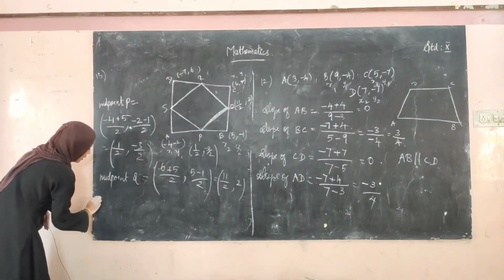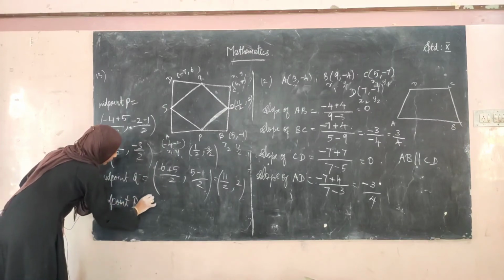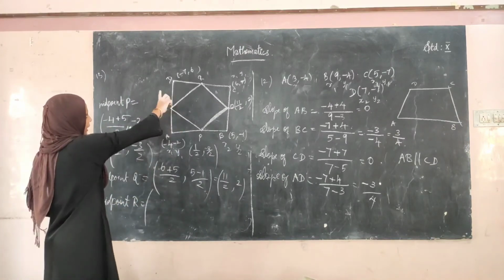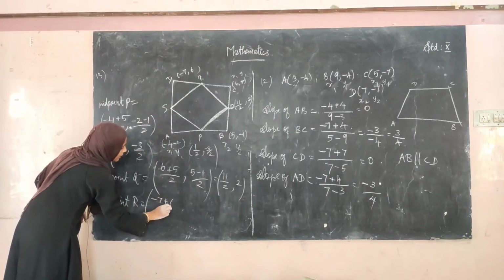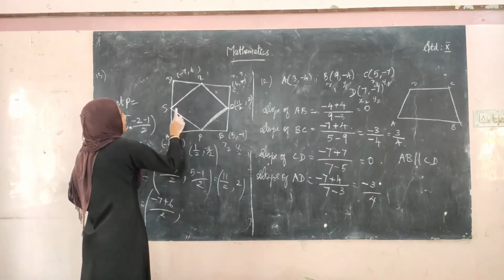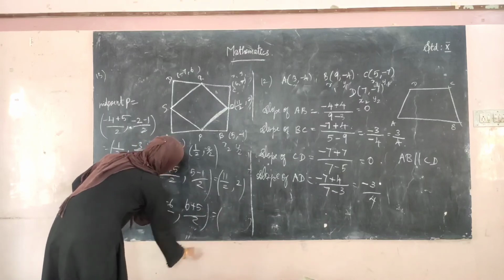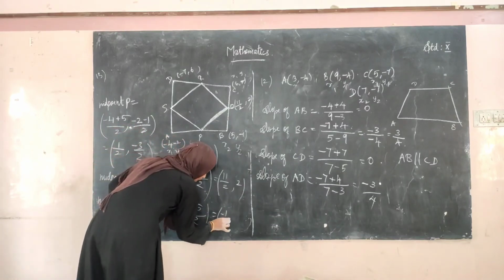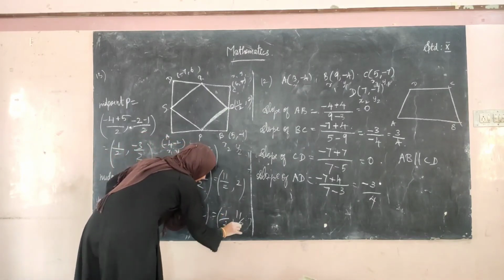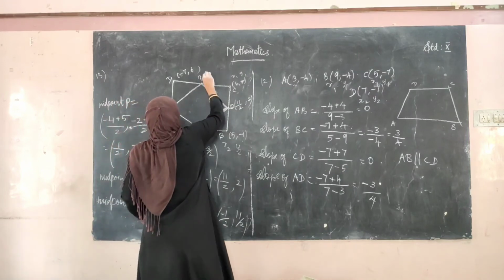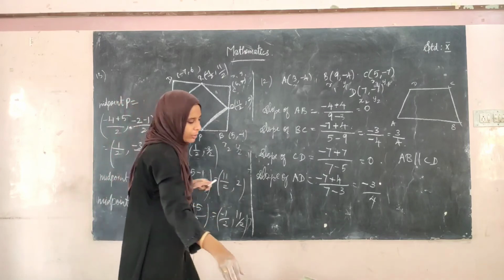Okay, and again midpoint R. Midpoint R, x1, y1, x2, y2, you can take anything. So x1 plus x2 is minus 7 plus 6 divided by 2 comma y1 plus y2, 6 plus 5 divided by 2, which is equal to minus 7 plus 6 is minus 1 comma 6 plus 5 is 11, divided by 2. This is minus 1 by 2 comma 11 by 2, and again you have to find the midpoint of S.